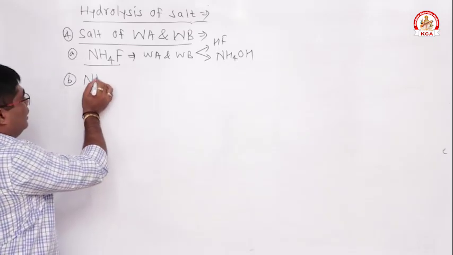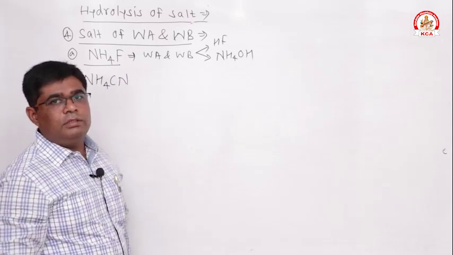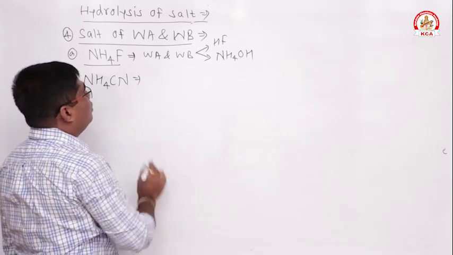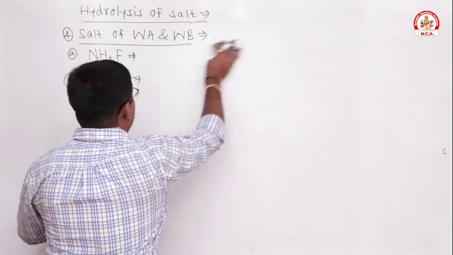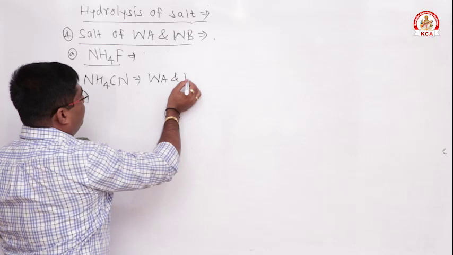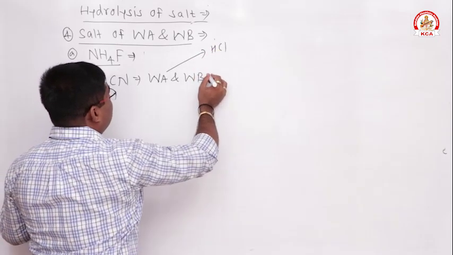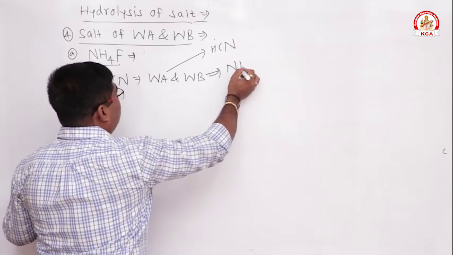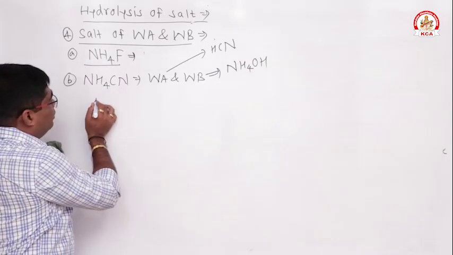Then second is NH4CN, ammonium cyanide. Ammonium cyanide, it is also same type of salt, salt of weak acid and weak base. Which is the weak acid? HCN. Which is the weak base? NH4OH. Simple.